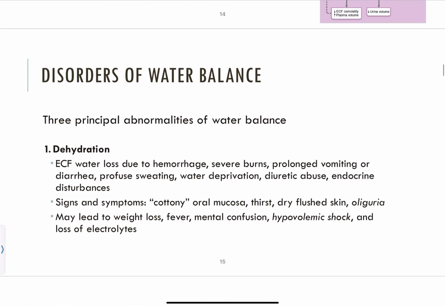So there are three principal abnormalities of water balance. One is dehydration, which I'm sure you've heard of. We also have hypotonic hydration and edema. So just a general understanding of what dehydration is. It doesn't necessarily result from not drinking enough water. It could also come from hemorrhaging, because if we're hemorrhaging blood, we're losing blood volume and water. Vomiting, diarrhea, diuretic abuse, and even some endocrine disorders.